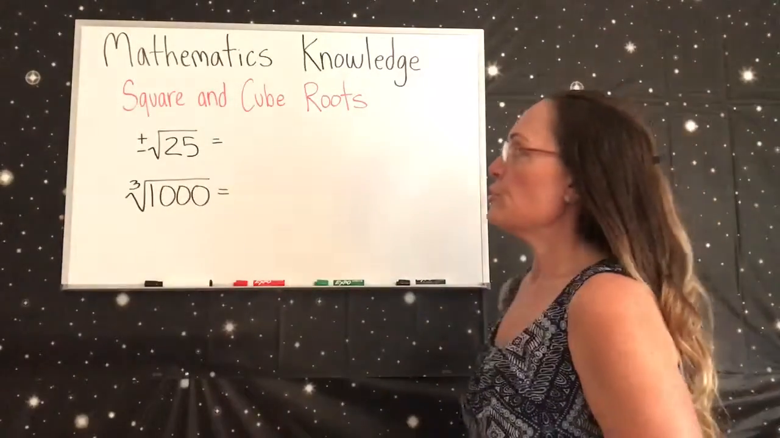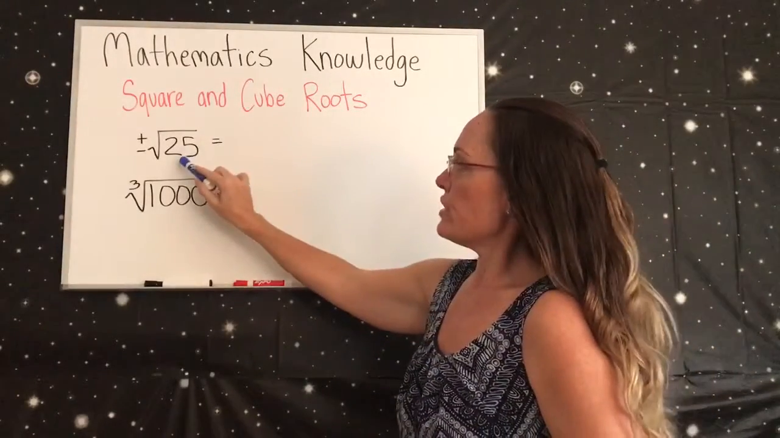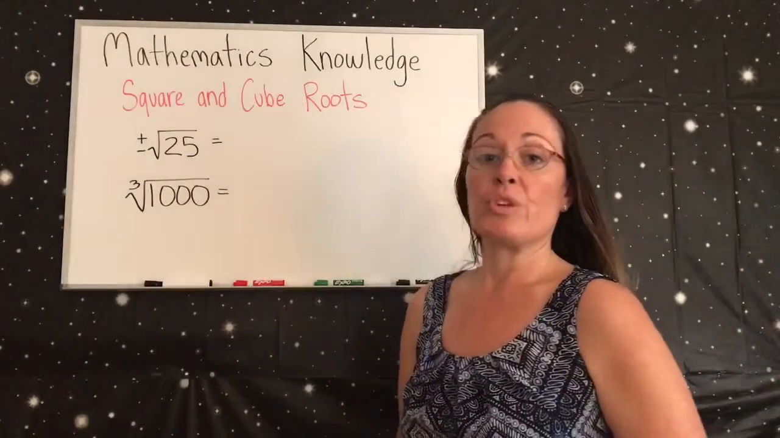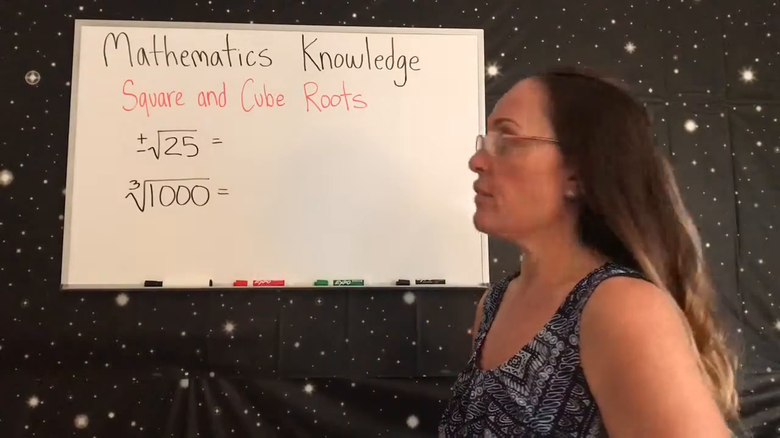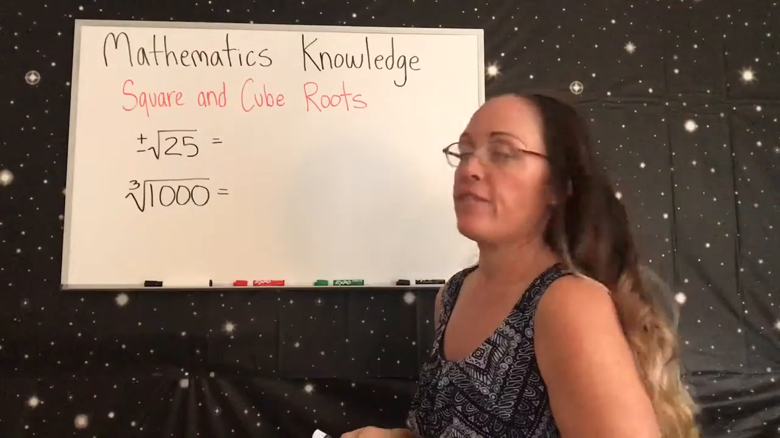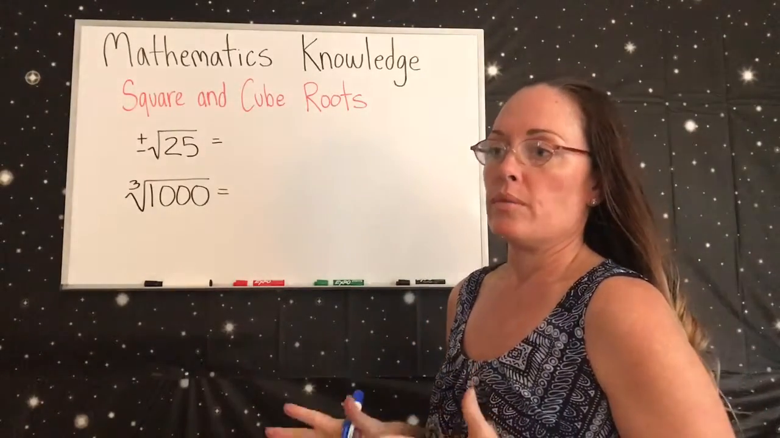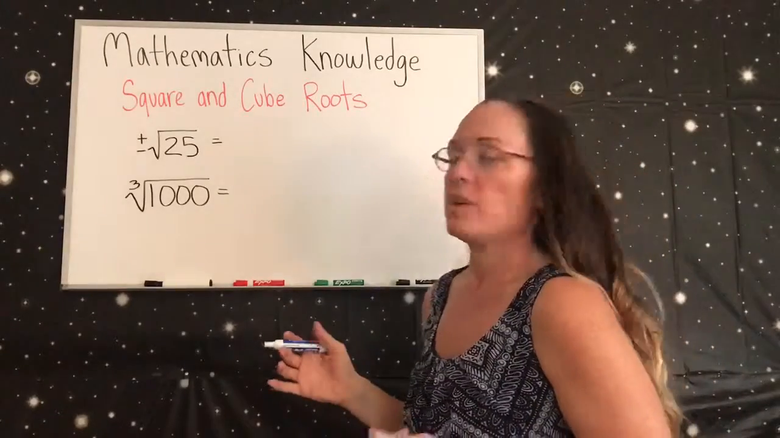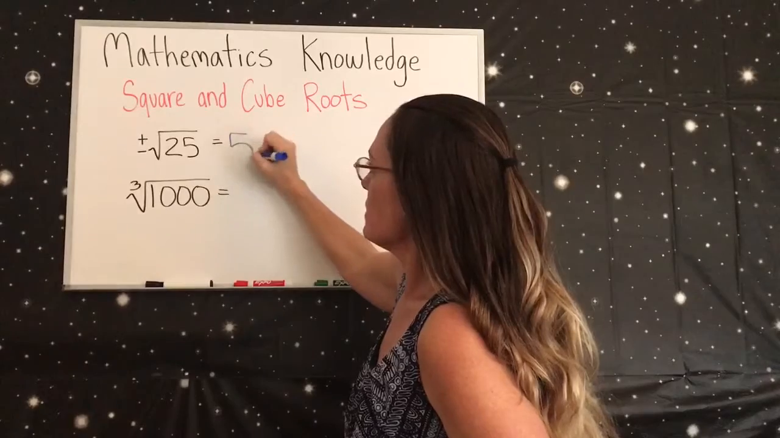Now we're going to use square and cube roots. First we have a square root, which is a number inside the square, and when you see that, you need to find a smaller number that when you multiply it by itself equals that 25. So that's where you should really have your numbers memorized, because we know that 5 times 5 is 25, so that makes that really easy.